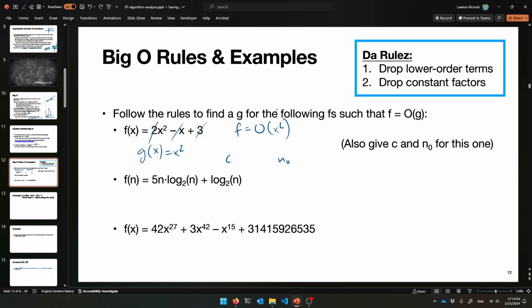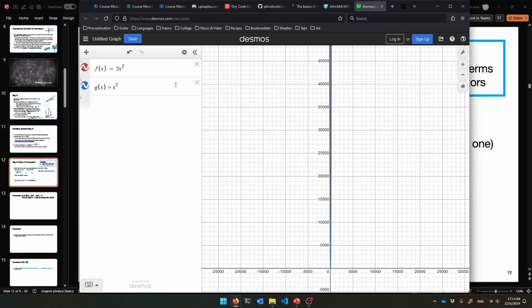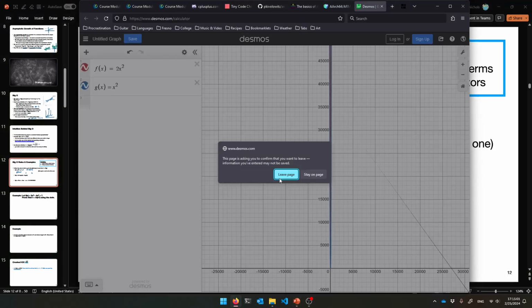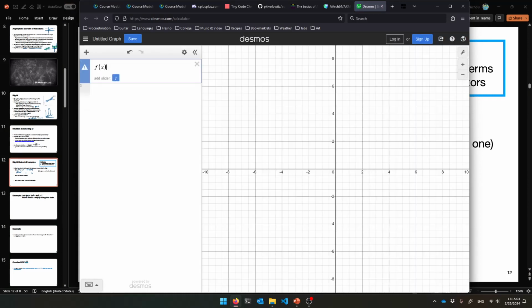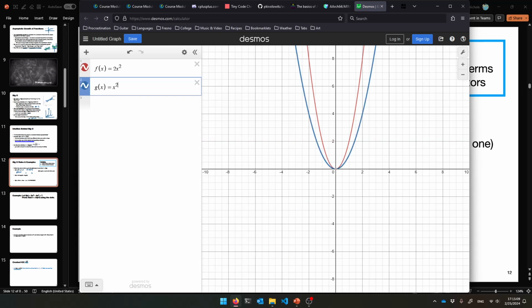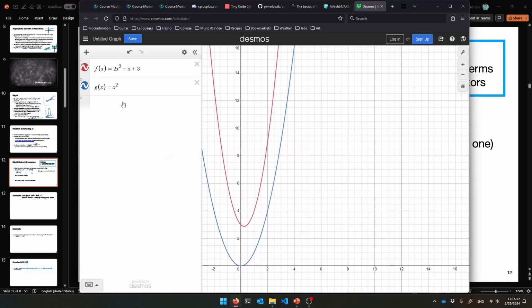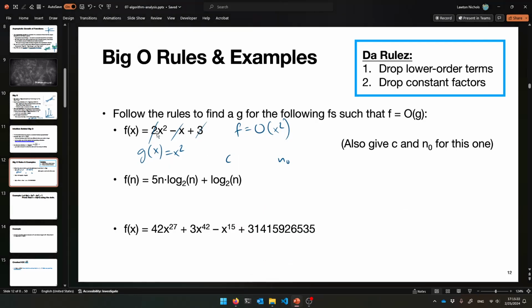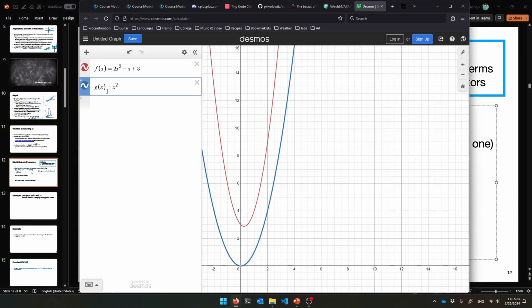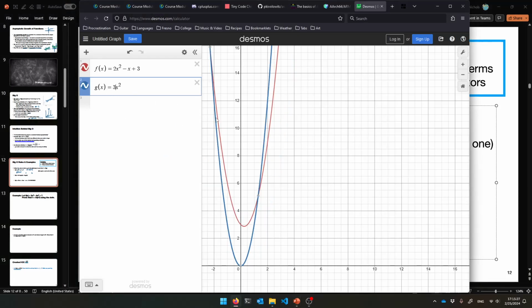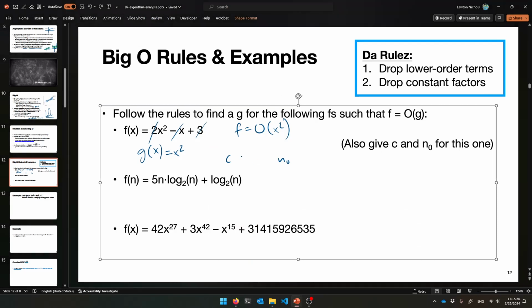Okay, so let's see, we have 2x squared minus x plus 3, and g of x equals just x squared. There. So we need to find a constant out in front that we could multiply the g of x by to always make it bigger. If this is a 2, let's just make it a 3. It'll eventually get bigger, essentially. So that could be our constant. Our constant can be c equals 3.